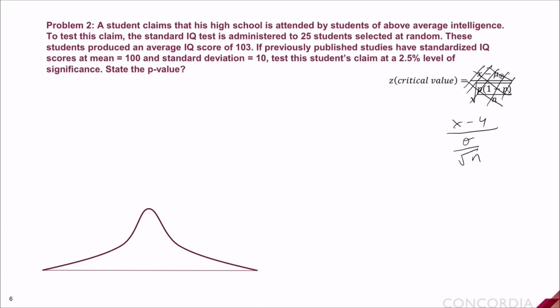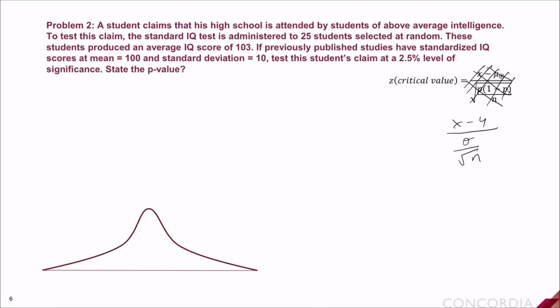Now, let us begin. A student claims that his high school is attended by students of above average intelligence. To test this claim, the standard IQ test is administered to 25 students selected at random. These students produced an average IQ score of 103. If previously published studies have standardized IQ scores at a mean of 100 and a standard deviation of 10, test the student's claim at a 2.5 level of significance. State the p-value.